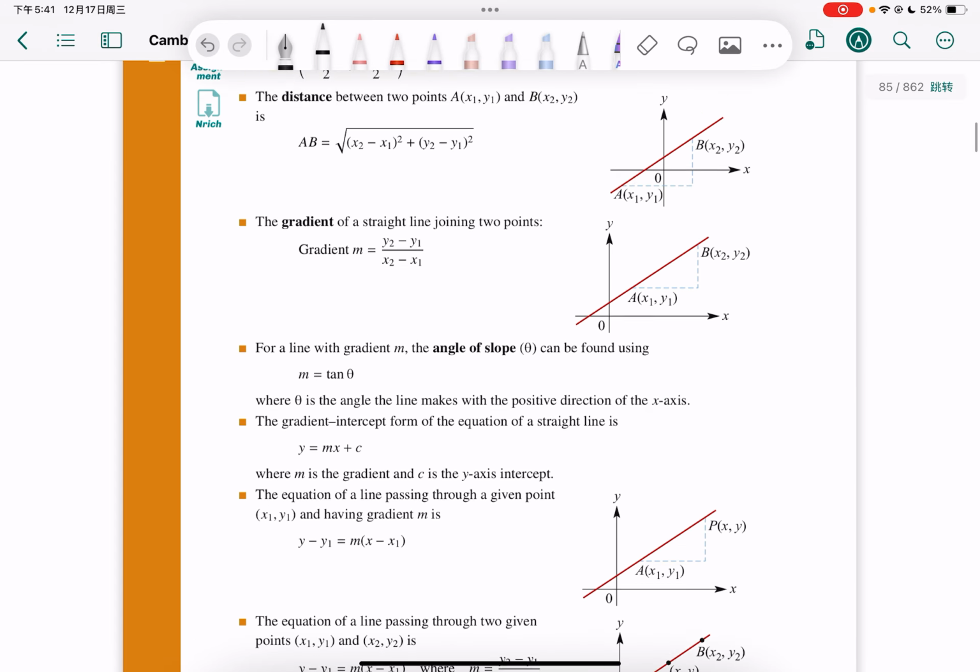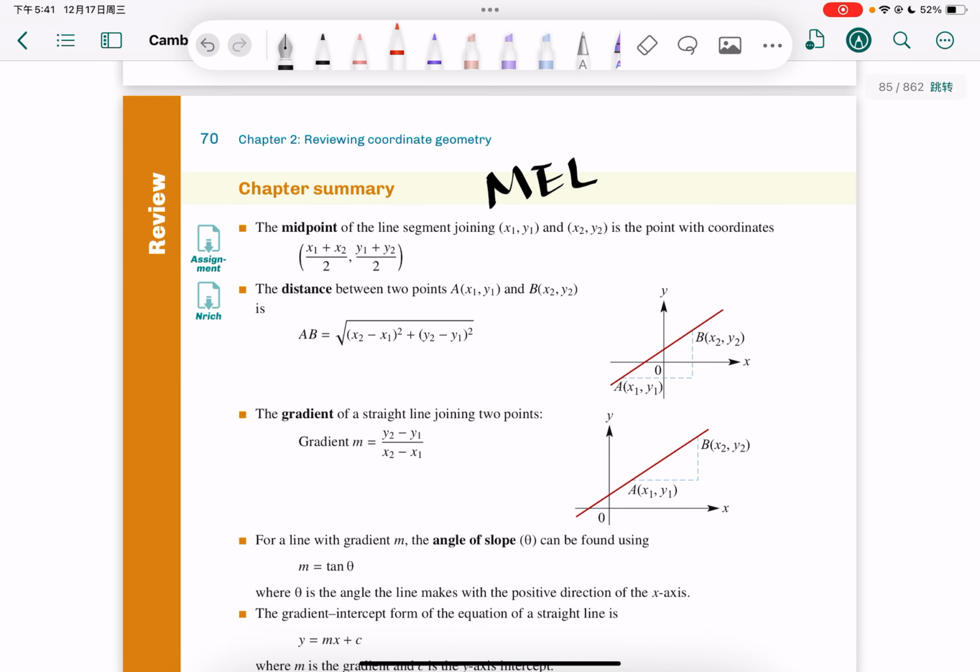Okay, first, the midpoint. The midpoint of a line segment joining the point (x1, y1) and the point (x2, y2) has this coordinate. Why is that? For example, let's say this is (x1, y1), and here we have (x2, y2). For this red line segment, we want the midpoint, so clearly it's here.